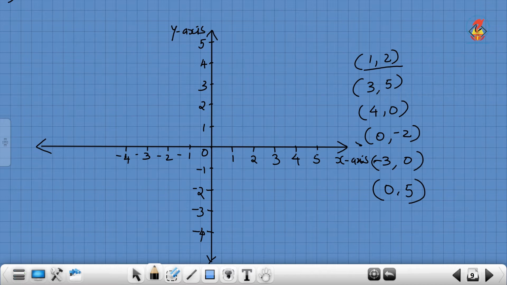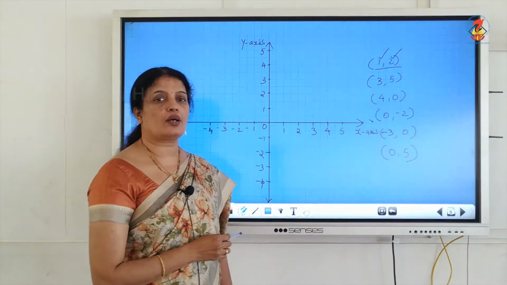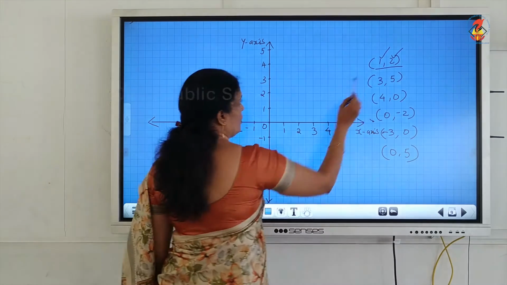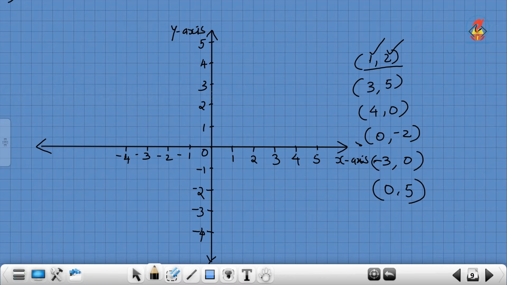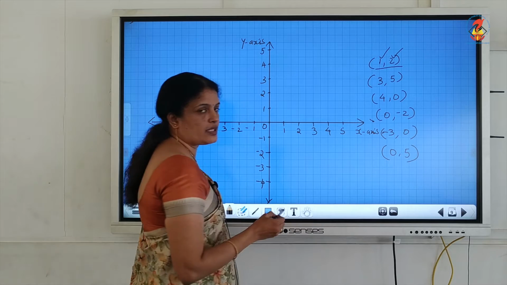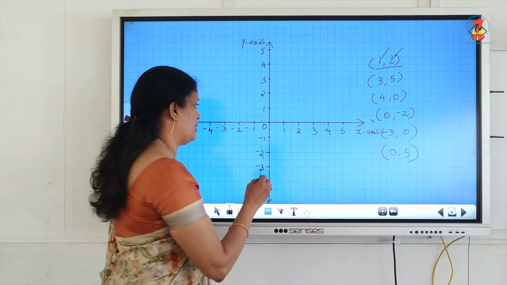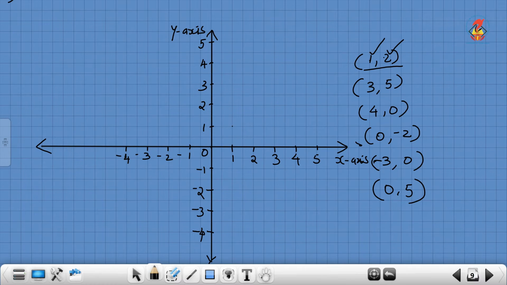What is the first point? 1, 2. Here 1 represents the x coordinate, 2 represents the y coordinate. The x coordinate is called abscissa, and the y coordinate is called ordinate. Here 1 is on the x axis. From 1, move 2 units. This is a positive 2, which means 2 units move upward. The first unit, the second unit, this point represents 1, 2.